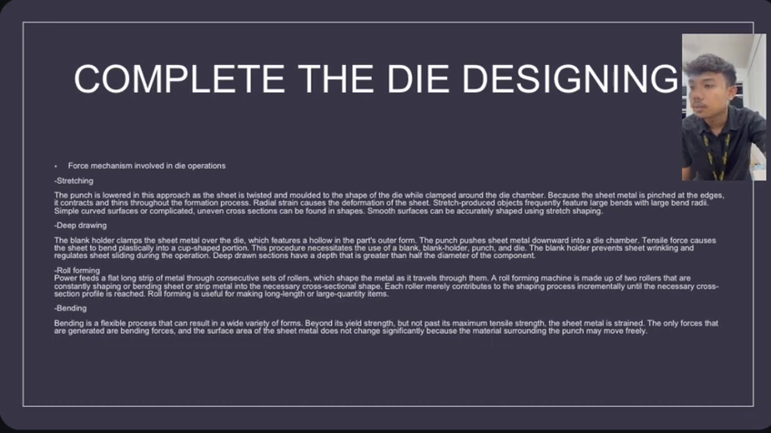Deep drawing. The blank holder clamps the sheet metal over the die, which features a hollow in the part's outer form. The punch pushes the sheet metal downward into a die chamber.